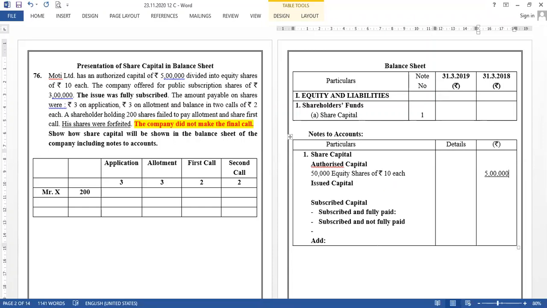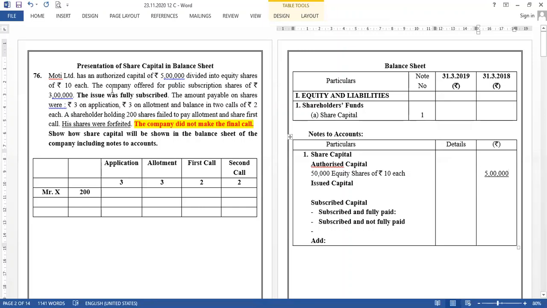This 5 lakh is there. I am not able to put the double line over here, but you need to put a double line below this amount of 5 lakh, indicating that this amount is not to be counted in the total for the amount of share capital to be shown in the balance sheet.